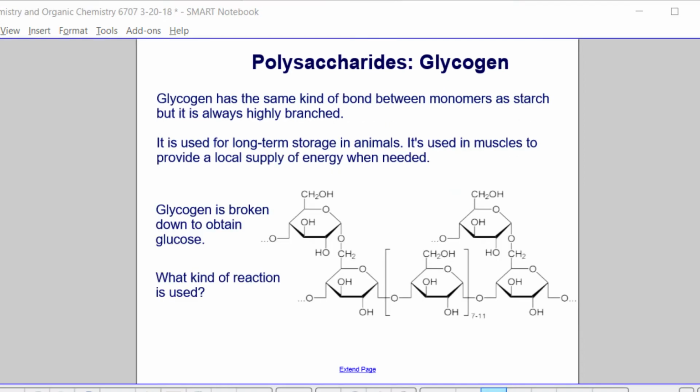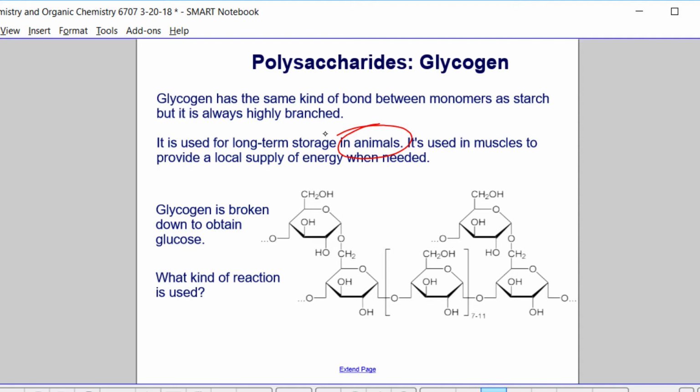Glycogen has the same kind of bond between monomers as a starch does, but glycogen is always highly branched. So you can see these branches coming off here, and there would be another one over here and back here. Glycogen is used for long-term storage in animals. It's used in muscles to provide a local supply of energy when needed. Glycogen is broken down to obtain glucose.